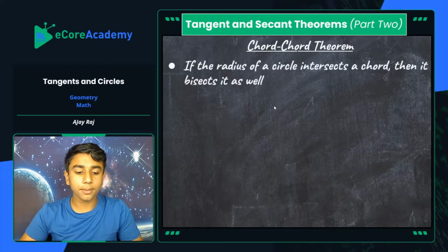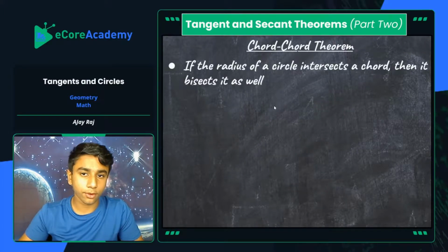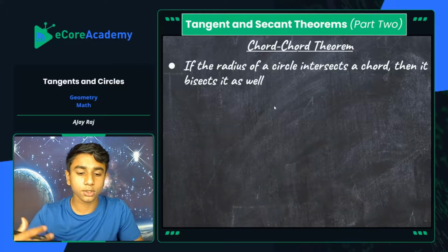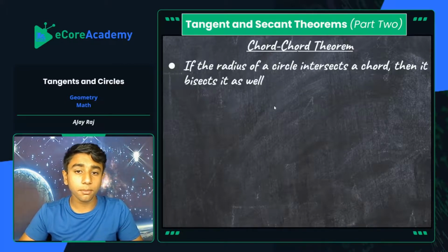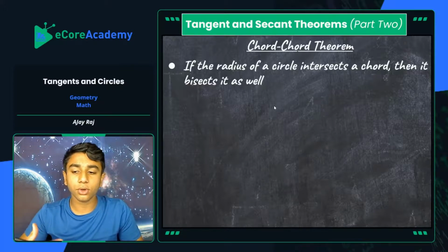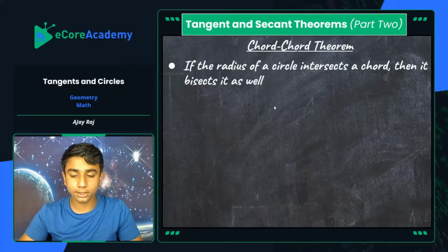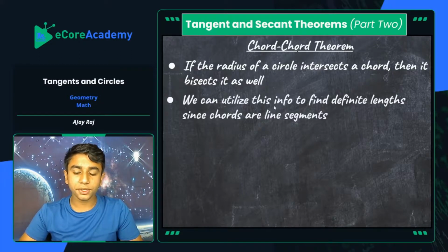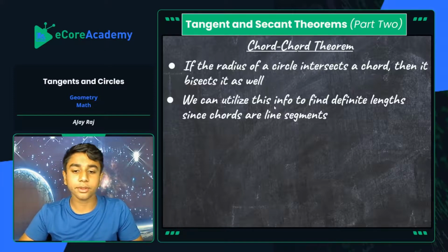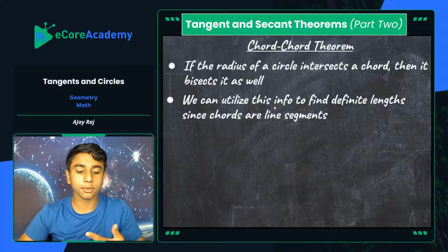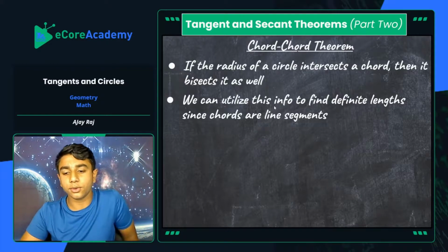This is more of a property that you can use later on, which I will refer to with more detail in our arcs and chords video, but I will also show you this property. It states that if the radius of a circle intersects a chord, then it bisects it as well. We can utilize this info to find definite lengths, since chords are line segments, so we can calculate the lengths of, for example, your radius or your line segment. But I will get into depth on how to actually do that with numeric and formulated values in our next video about arcs and chords.